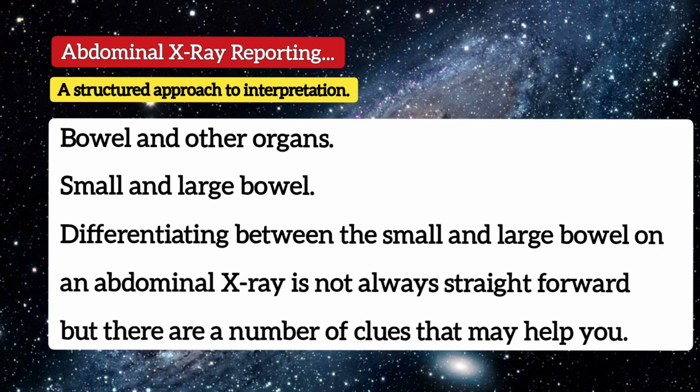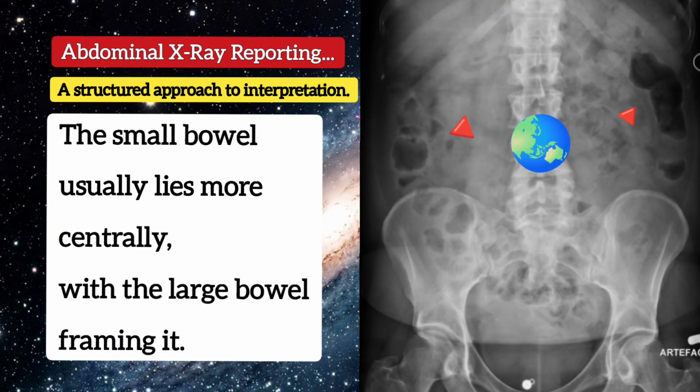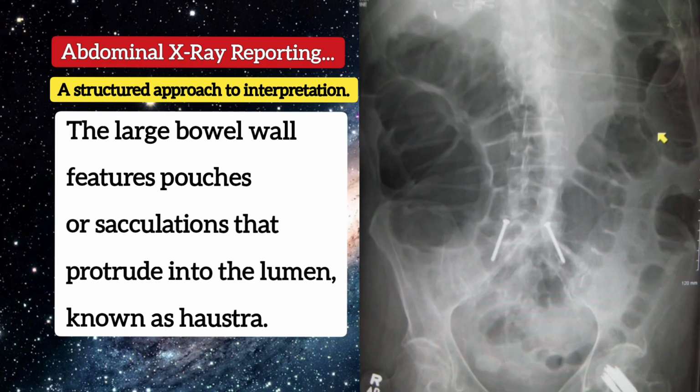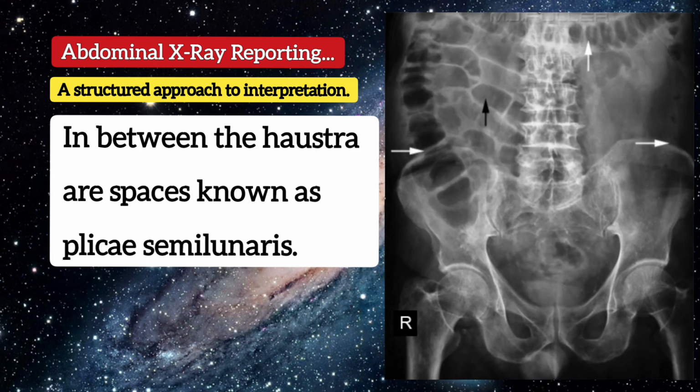Bowel and other organs. Small and large bowel. Differentiating between the small and large bowel on an abdominal X-ray is not always straightforward, but there are a number of clues that may help you. The small bowel usually lies more centrally, with the large bowel framing it. The small bowel's mucosal folds are known as valvulae conniventes and are visible across the full width of the bowel. The large bowel wall features pouches or saculations that protrude into the lumen, known as haustra. In between the haustra are spaces known as plicae semilunares.